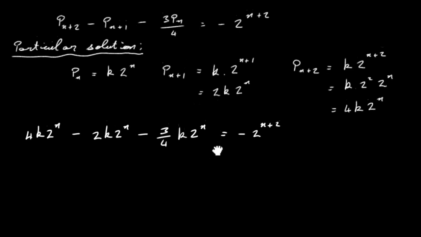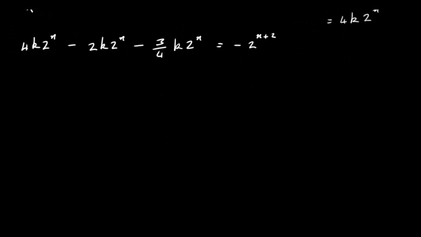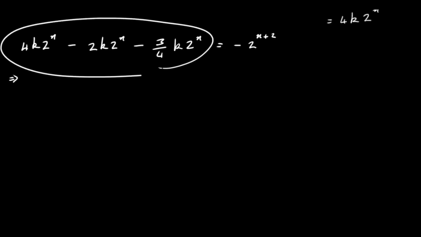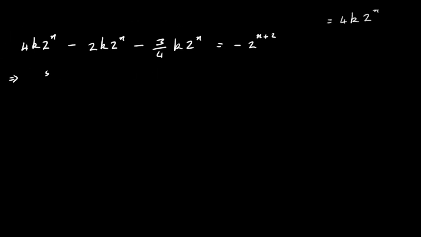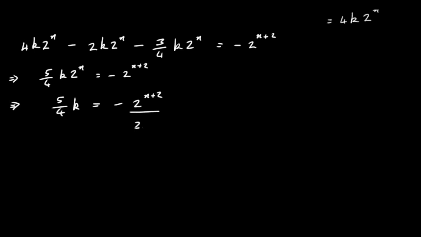So we just got to work out what k is from this. So the first thing I'm going to do is I've got a 4k 2 to the power of n's, and I've got minus 2k 2 to the power of n's, and I've got minus 3/4 k 2 to the power of n's. So I'm just going to combine these three here to give me 5 over 4 k 2 to the power of n's. That's equal to minus 2 to the power of n plus 2. Next thing I'm going to do is I'm going to divide across by 2 to the power of n. So I've got 5 over 4k is equal to minus 2 to the power of n plus 2 divided by 2 to the power of n.